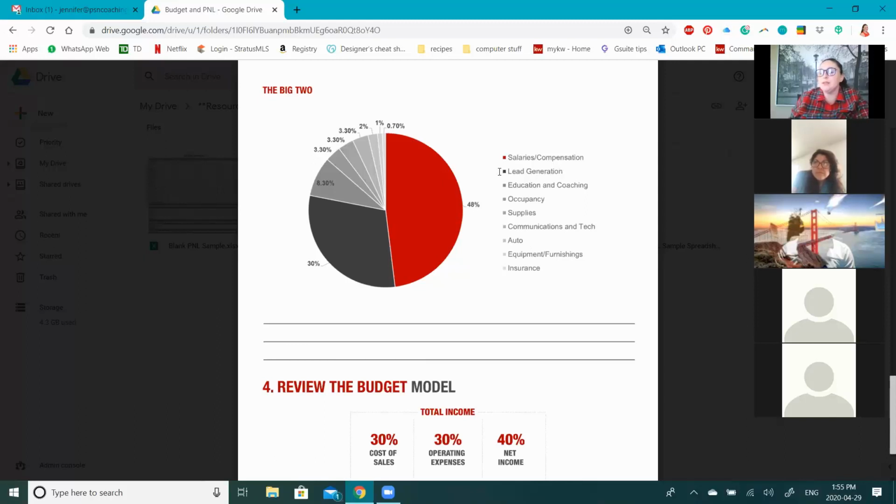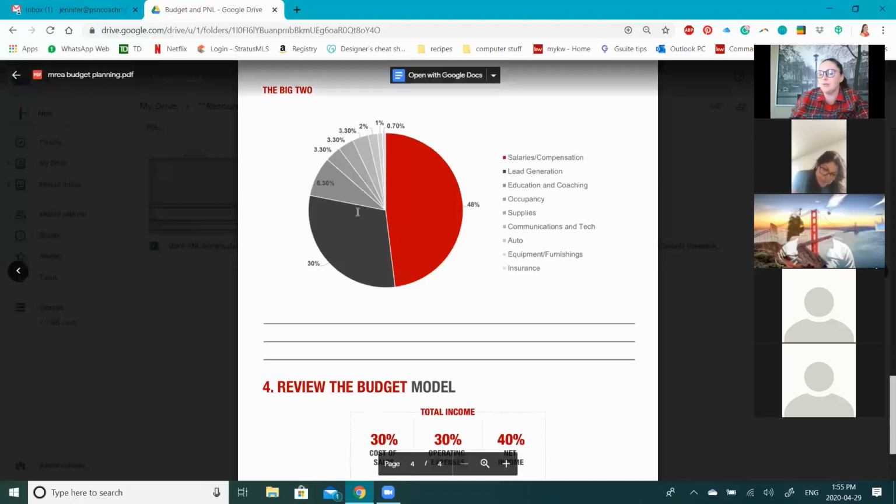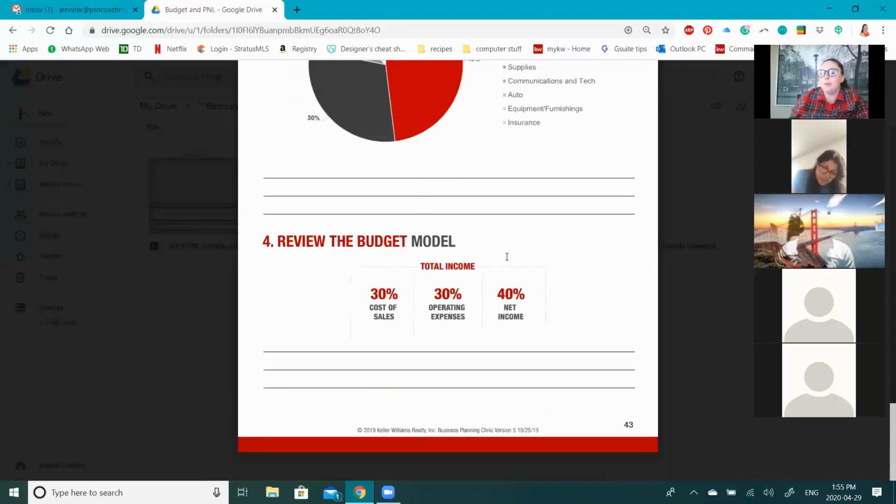Right now for us, any money you're spending realistically in your business should be going into lead gen right now. And then your salary or your income. Everything else, and obviously guys, education is a big one for us. Everything else right now doesn't matter until you start to get into cash flow and revenue. And then we have to make sure that everything's being allocated accordingly. And then review your budget model.